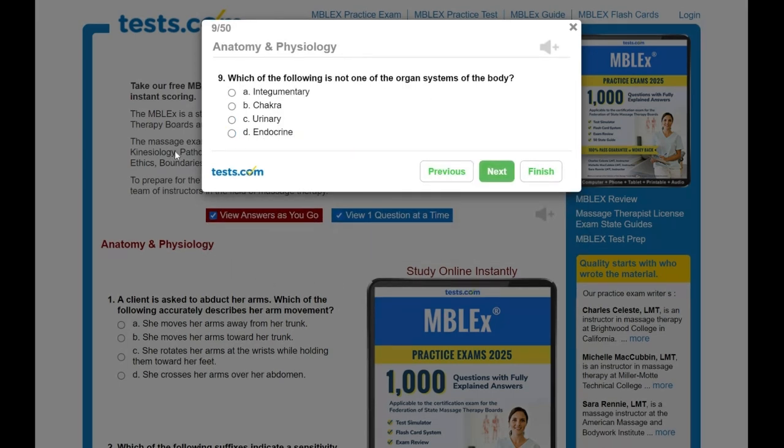Question 9. Which of the following is not one of the organ systems of the body? A. Integumentary. B. Chakra. C. Urinary. D. Endocrine.